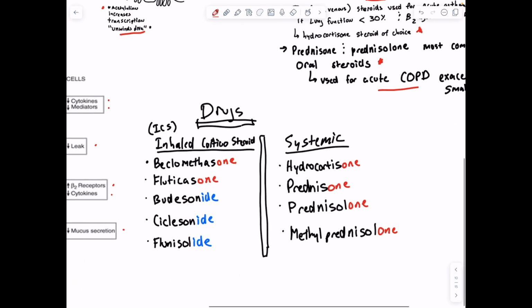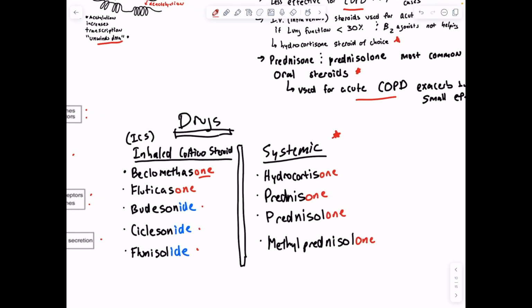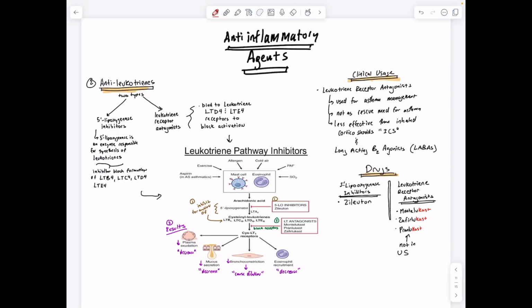So what are the drugs? Typically they end in "-one", but we have some "-ides". We have the inhaled corticosteroids: beclomethasone, fluticasone, budesonide, and flunisolide. And then our systemic, so through IV or oral: hydrocortisone, prednisolone, and methylprednisolone. Okay, so those are our corticosteroids.